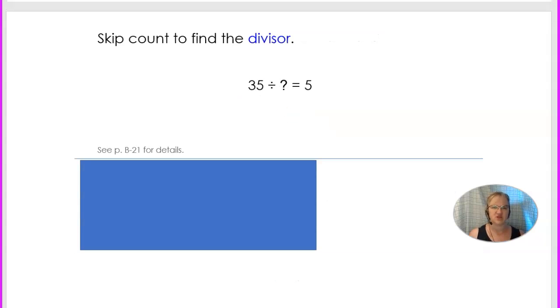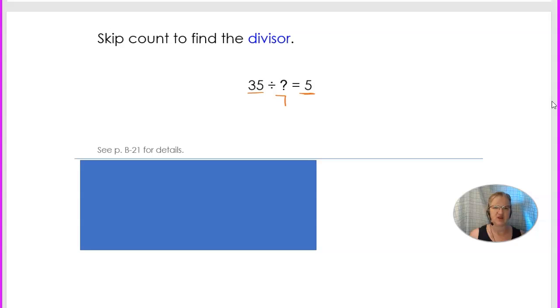Here's a different question a little bit. Skip count to find the divisor. So what will we skip count by? That's right, we skip count by 5 until we get to 35. So let's try it. 5, 10, 15, 20, 25, 30, and 35. And how many fingers are up? Yep, 7. Good. So the divisor here is 7.